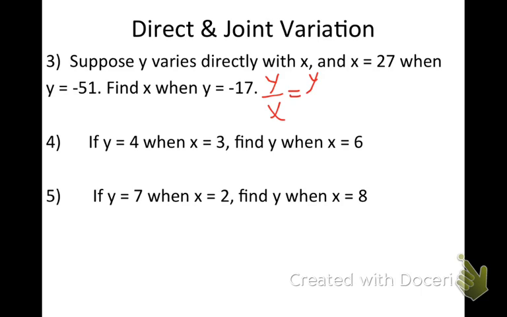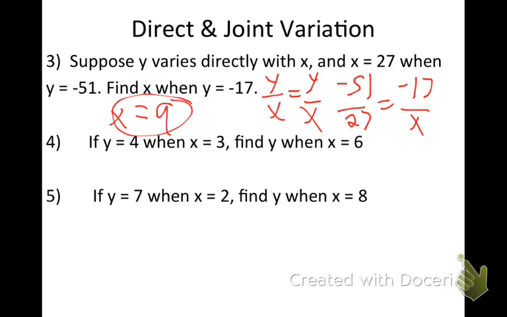Y over x equals y over x. Did you put y over x? I did, actually. Not the same. I mean, you got the same answer, but that's not direct variation. Y over x, there is a difference. You get the right answer, but you do not have the right constant. It would have to be negative 51 over 27 equals negative 17 over x, because it's negative. And then I get x equals what, Lane? 9. Now, you come up with the same answer, but you would not have the right constant, because your constant would be the reciprocal of what it is.